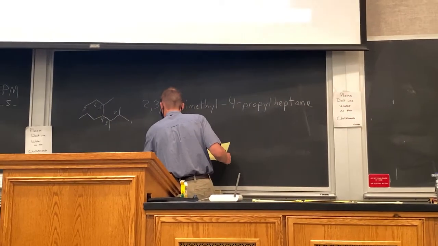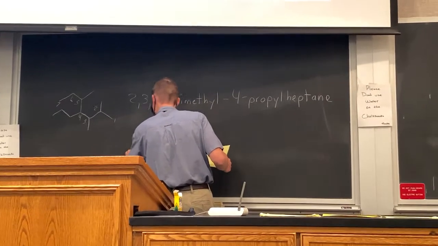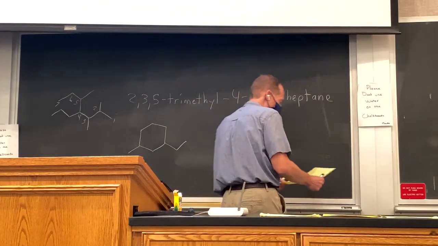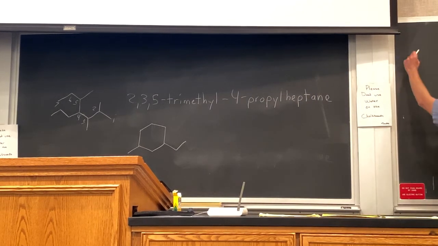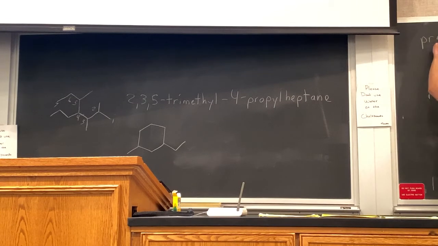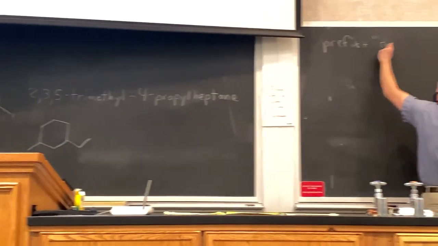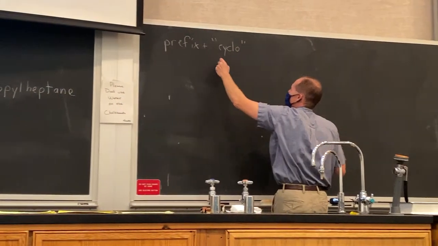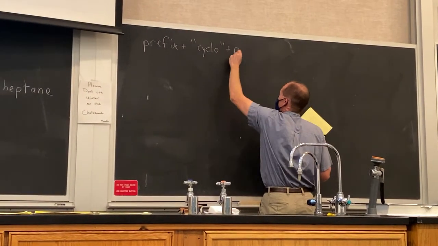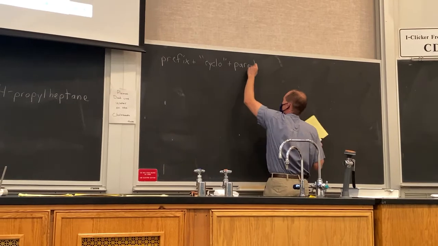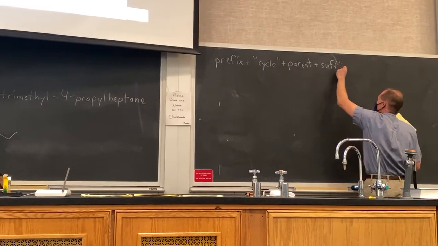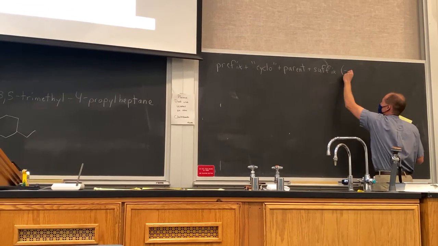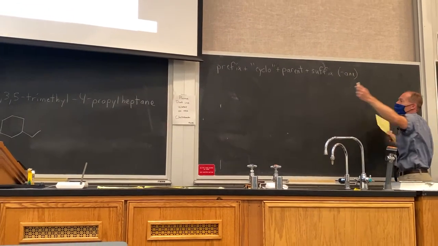So I'll draw for you our sample molecule. And then over here, we'll do the rules. So the name of a cycloalkane has almost the same format as the name of an alkane, prefix plus parent plus suffix. But we have to insert the phrase cyclo into the name, and the suffix is still going to be ane.